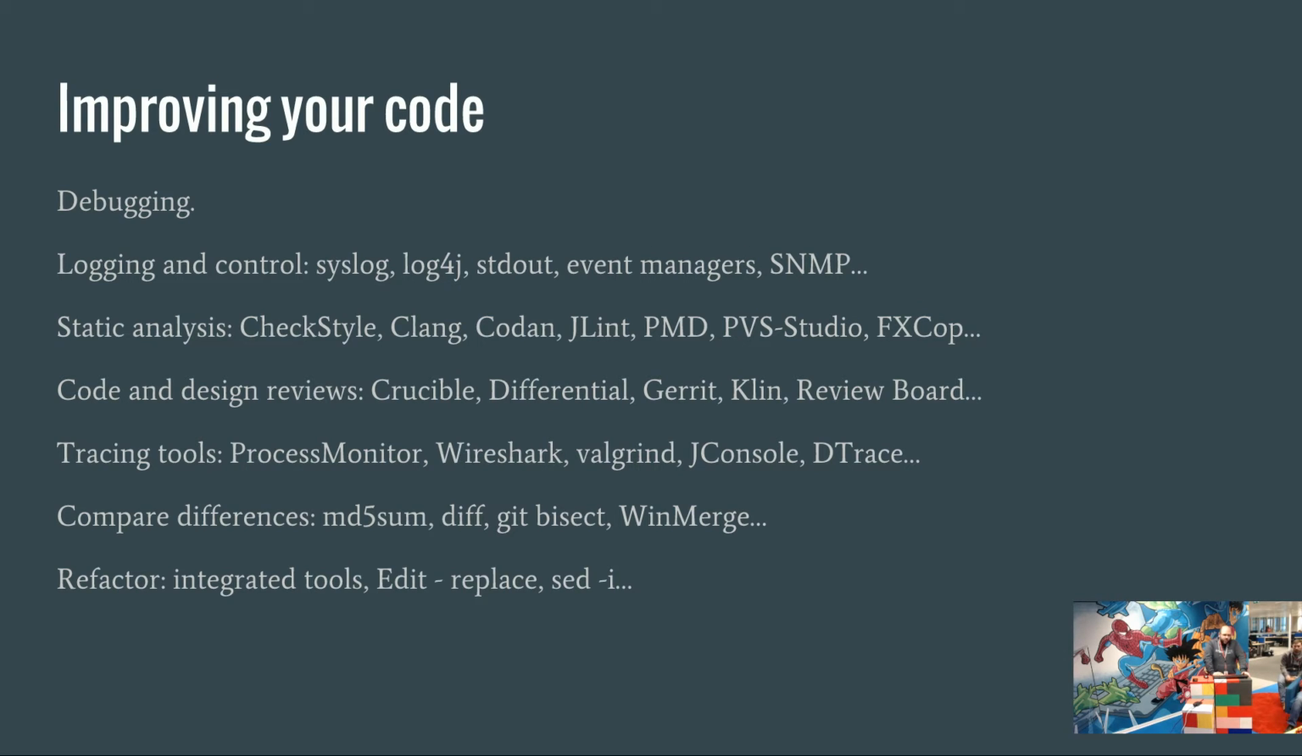After this, we also have code and design reviews for helping us review the code from ourselves or from other colleagues. Maybe the most famous one is Review Board. Then we also have tracing tools like Process Monitor, Wireshark, Valgrind, that will allow us to make sure that our software is doing what it's expected to do at a lower level, to make sure that we don't have any kind of problems that we didn't really see in our previous steps.